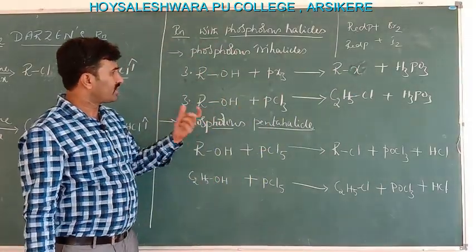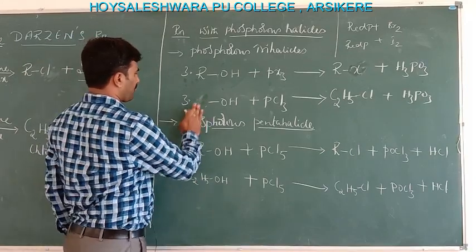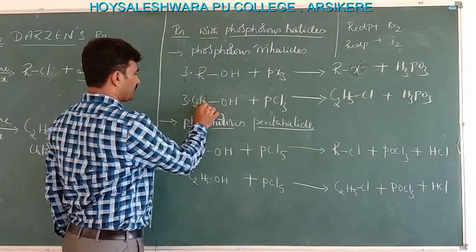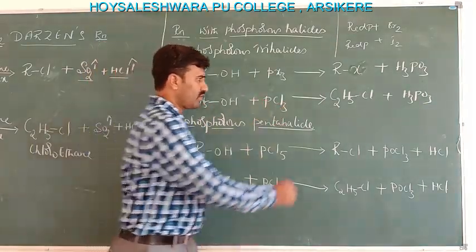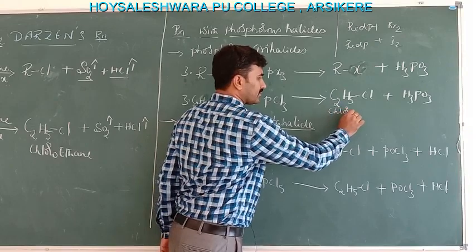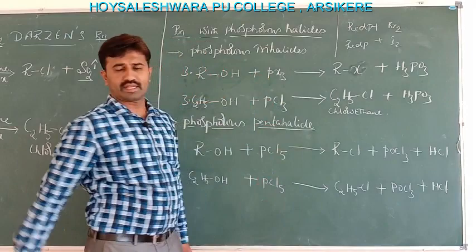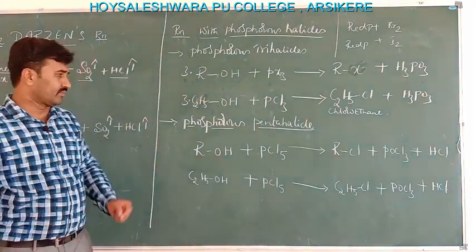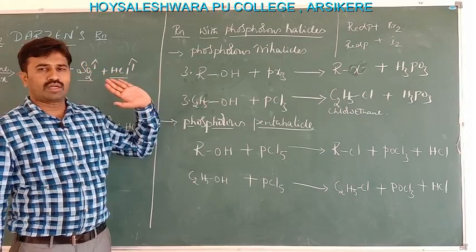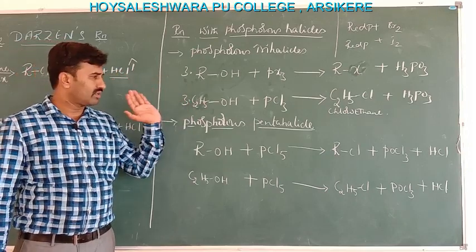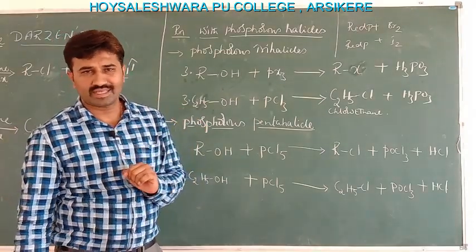It is the same way here. Consider an example: C2H5OH, that is ethanol, upon reacting with phosphorus trichloride forms chloroethane and phosphorus acid. In a simple way, phosphorus trichloride upon reacting with ethanol forms chloroethane and phosphorus acid.